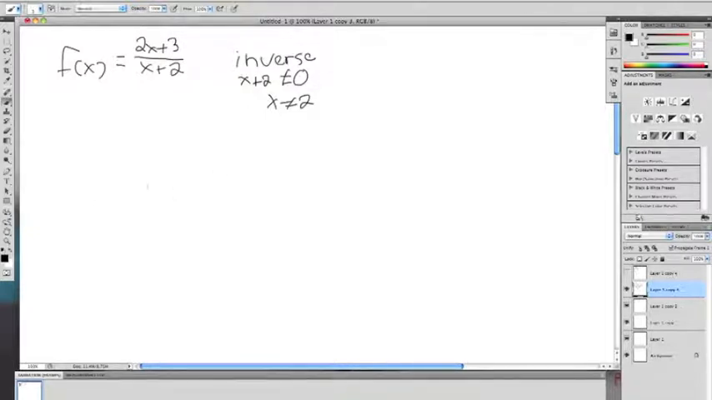Alright, now moving on. The way you would find the inverse of this function is the same way you would find the inverse of any function. Just swap the x's and the y's. Oh, by the way, f of x is the same thing as y.